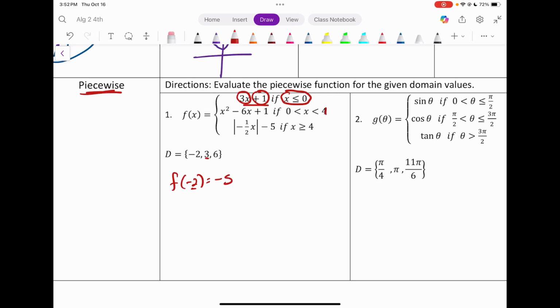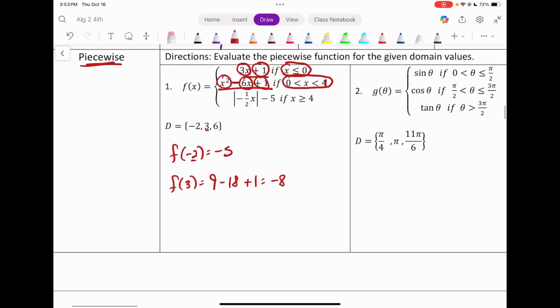Next, it says to plug in 3, f of 3. And this middle part says if x is between 0 and 4, we plug it into this. So we have 3 parts of this problem. We're going to do 3 to the second minus 6 times 3 plus 1. And that's going to give us 10 minus 18, which is -8.